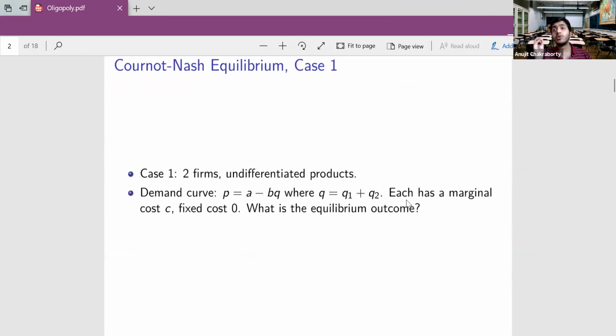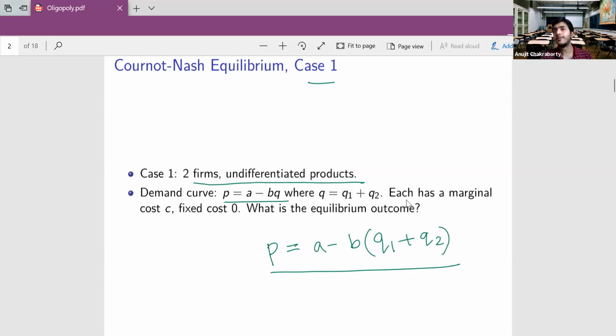We're going to look at three cases, and each case is going to build on the previous one. Case one is going to be the case of two firms who are competing against each other, and they're going to sell undifferentiated products. What does this mean? They're going to sell exactly the same thing. And then there is a total market demand curve. This is the demand curve for the whole of the market. What this says is the price goes down depending on the total amount produced by these two firms. It's A minus B times Q, where Q is the total amount produced by these firms. So this is the demand curve.